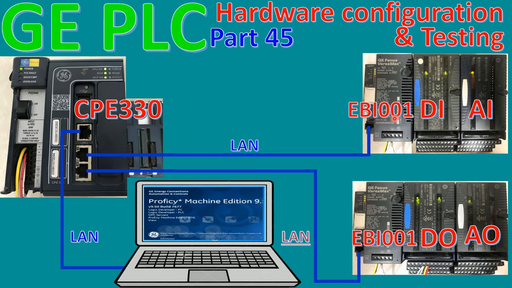With the remote I/O number 1, I will use digital input and analog input, and for VerSaMax or remote I/O number 2, I will use digital output and analog output connect to the port number 2 of CPE. Okay, and for port number 1, I will connect to remote I/O number 1, and port number 2, I will connect to remote I/O number 2.